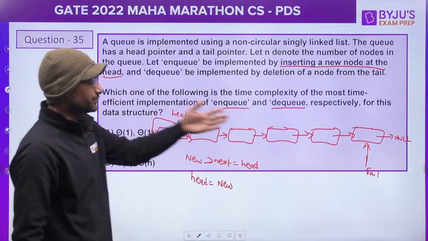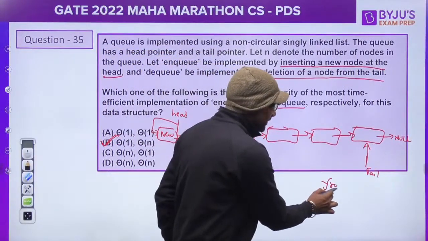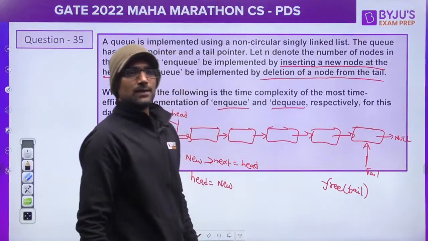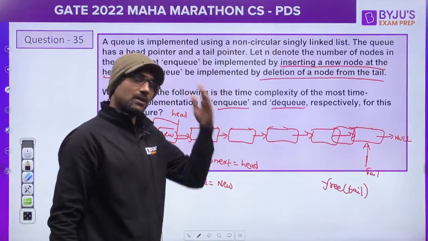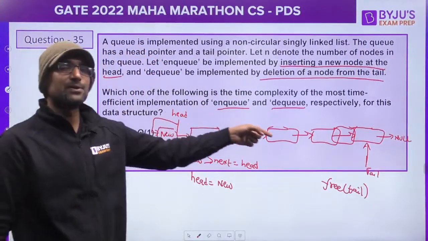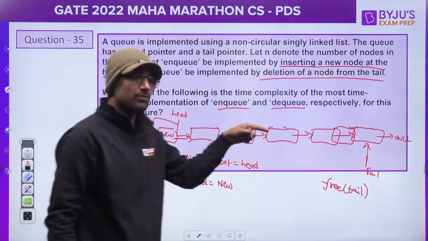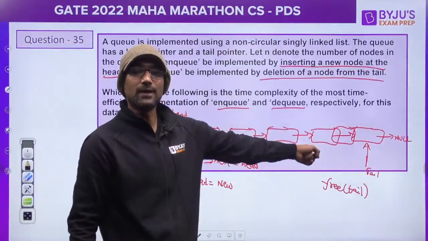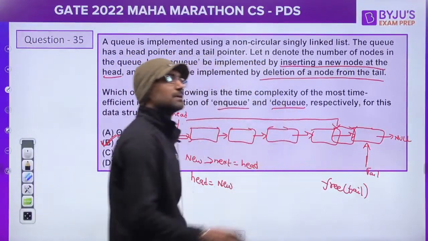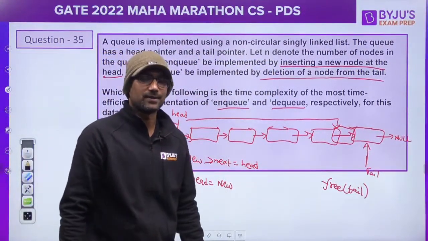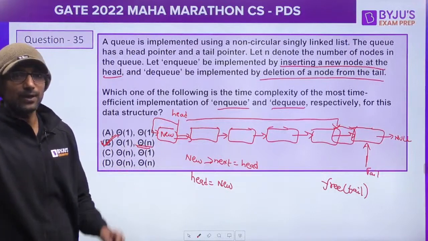But the DQ operation deletes the node from the tail, meaning from the end. Can't I say free of tail, which is just a constant-time operation? Yes, but what about the pointer of the previous node? Even after you delete, it would still be pointing to the same deleted location. Then what do we have to do? You have to manually make it null, otherwise it would be a dangling pointer. To make this pointer null, you should traverse from the beginning till the last but one node. So n-1 elements you should traverse. So asymptotically, it is big O of n. Okay.